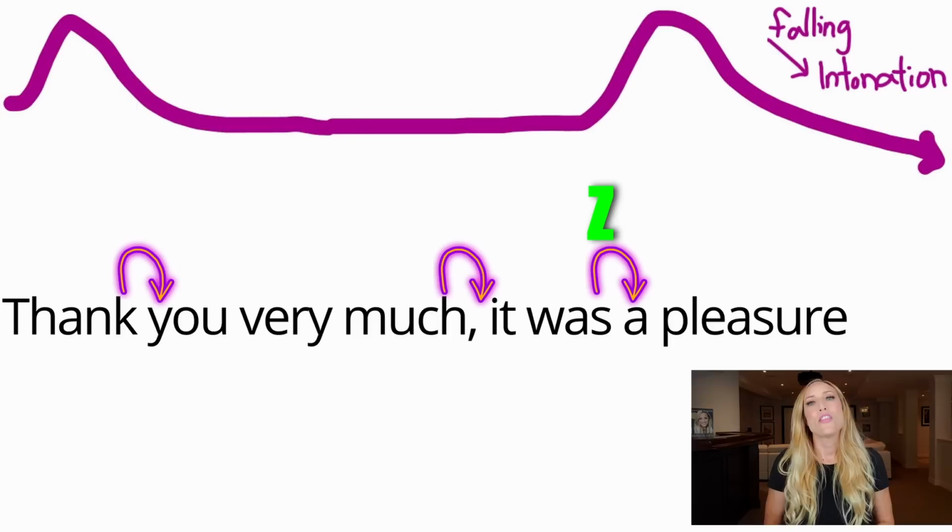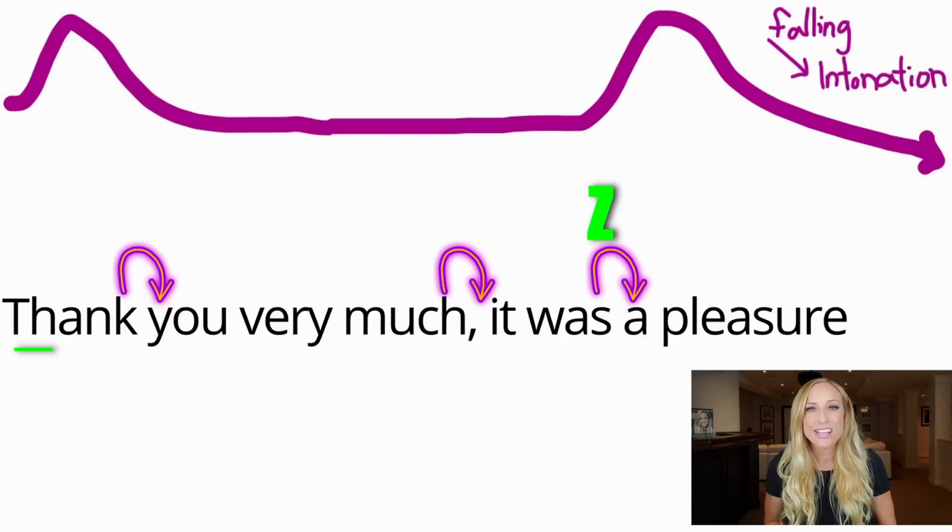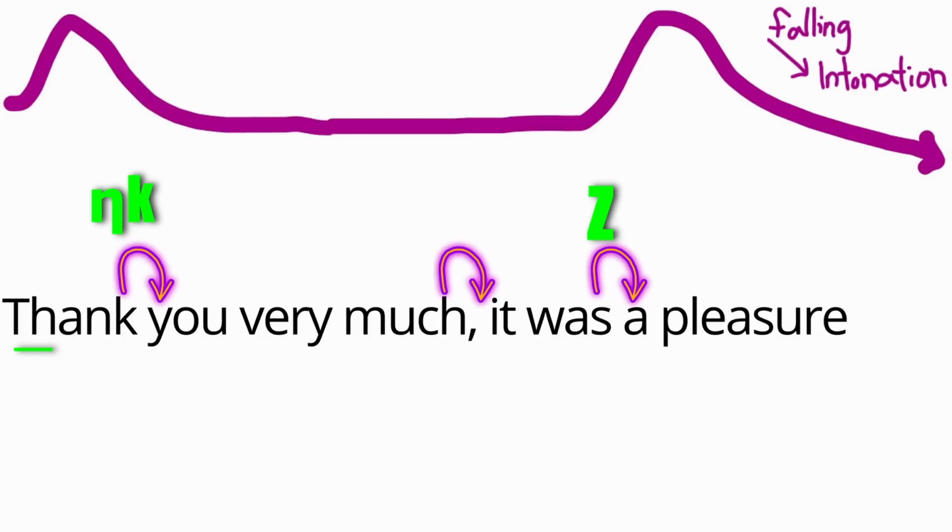It was a pleasure. The TH in thank involves the tongue tip creating friction against the top front teeth. So this does involve air and blowing. Let's listen. Thank you very much. It was a pleasure. The NK in thank is pronounced as an N plus a K sound after it.